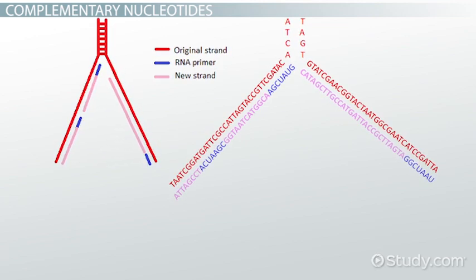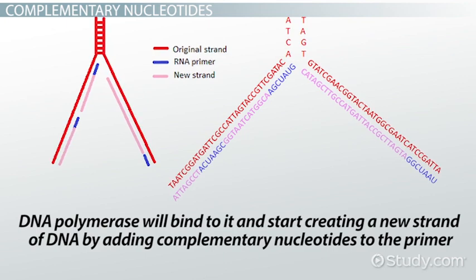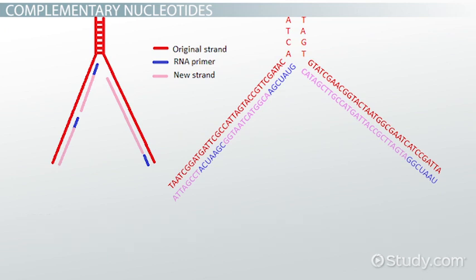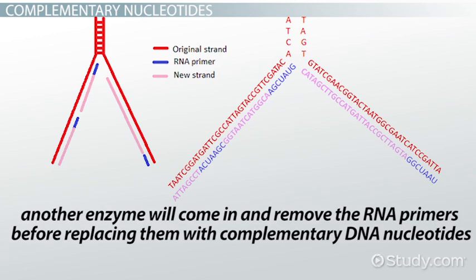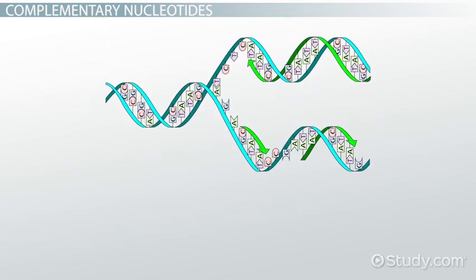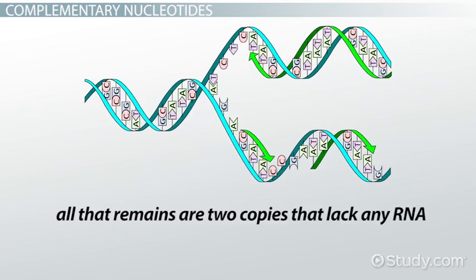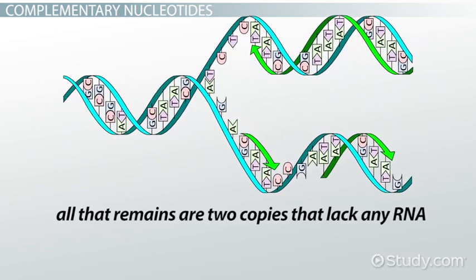After the RNA primer has been made, DNA polymerase will bind to it and start creating a new strand of DNA by adding complementary nucleotides to the primer. The figure here shows the original DNA, RNA primers, and the new complementary DNA. After DNA polymerase finishes building the new DNA, another enzyme will come in and remove the RNA primers before replacing them with complementary DNA nucleotides. At the end of this process, all that remains are two copies that lack any RNA.